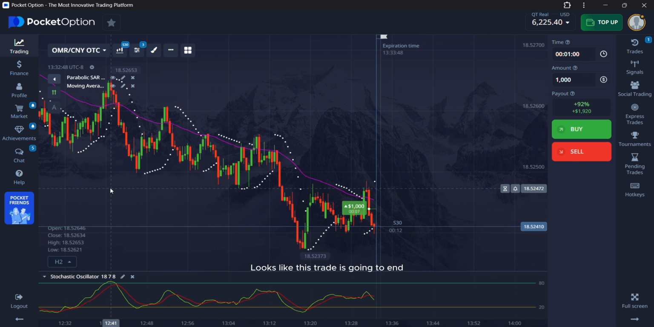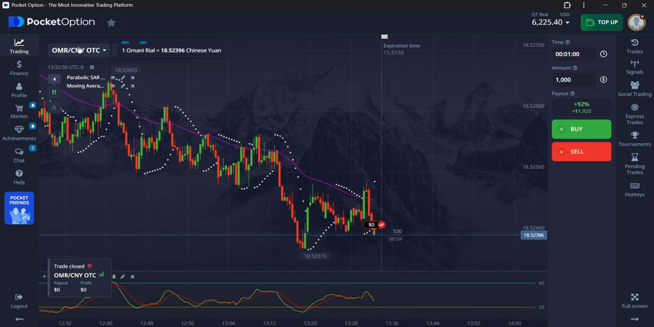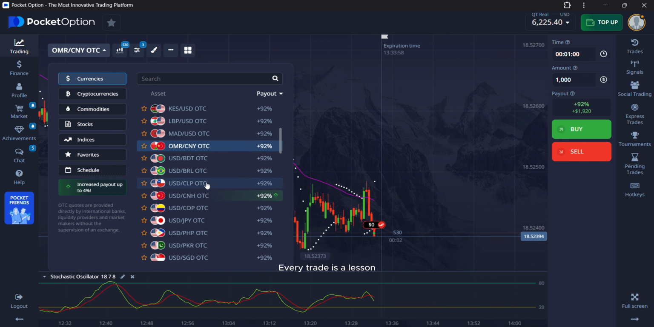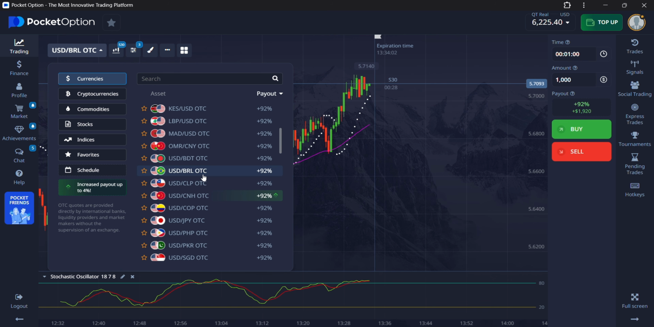Looks like this trade is going to end at break-even. And that's totally fine. Turns out the downtrend was stronger than the support level. Every trade is a lesson. Let's use it to improve the next entries.